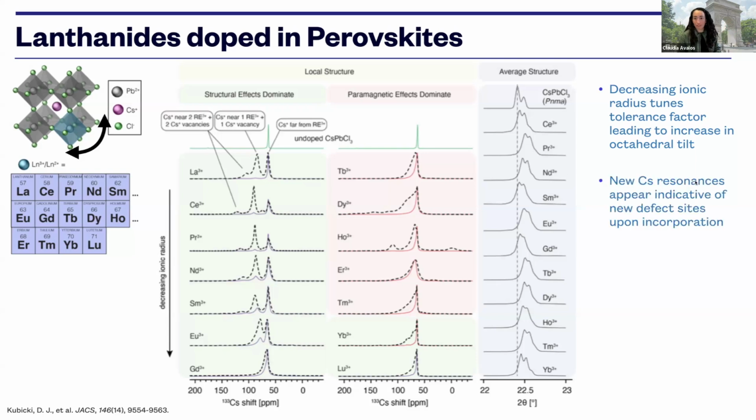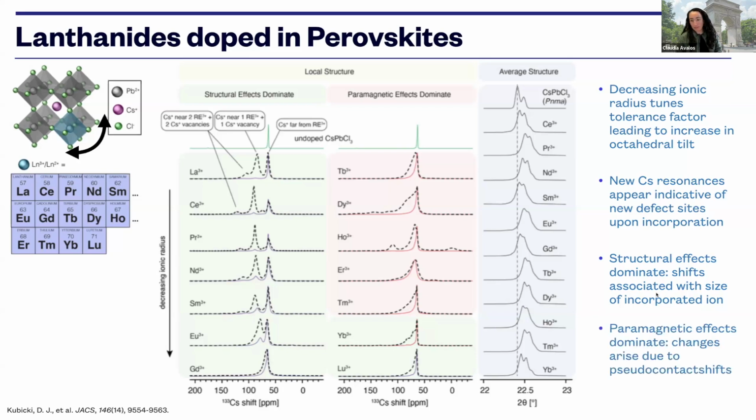So I was drawing this little arrow here to indicate that. They also see new resonances in cesium lead chloride, indicative of new defect sites, and one thing my lab is interested in right now is further analyzing some of these classes of defects. You can have different cases where either structural effects dominate or paramagnetic effects dominate, but I won't do this description justice. I wanted to draw the audience's attention to this paper. And when paramagnetic effects dominate, you see changes in the spectrum due to pseudo contact shifts.